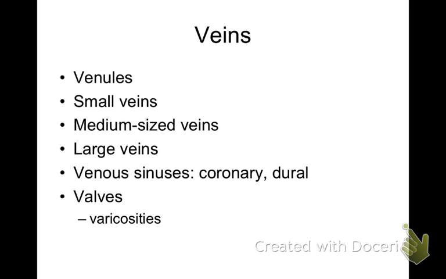No tunica media, therefore no vasoconstriction. And there are only two that we pay attention to. The coronary sinus, which you already learned on the back of the heart, is endothelium lining the visceral pericardium of the heart. They're on the back of the heart.